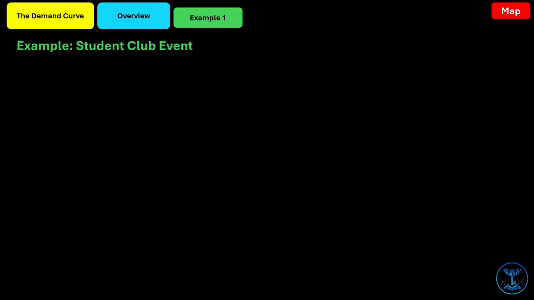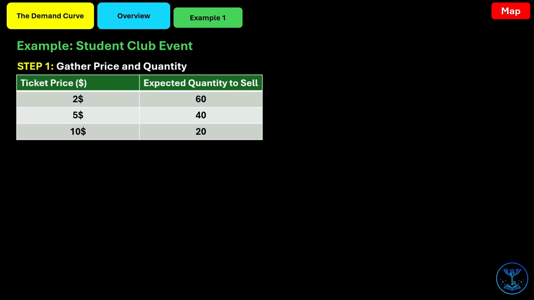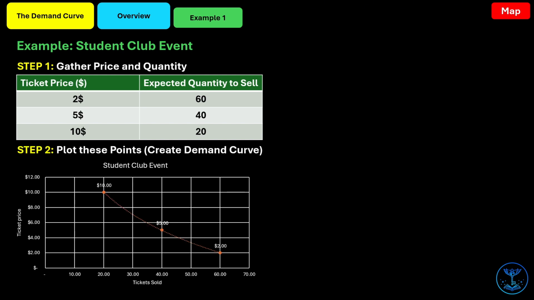All right, guys, so for another example, let's pretend we're a student club event. So step one, let's gather price and quantity. We have different ticket prices that we want to sell: $2, $5, and $10. And then we have the expected quantity that we expect to sell according to the ticket price. If we set the ticket price at $2, we can expect to sell 60 tickets. If we put the ticket price at $5, we can expect to sell 40. $10 would be 20.